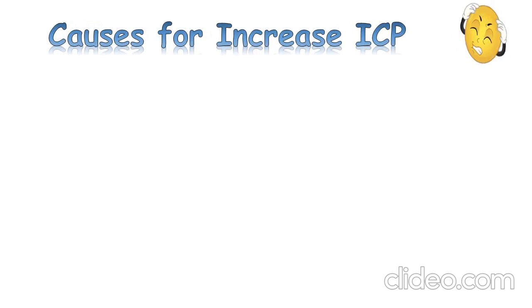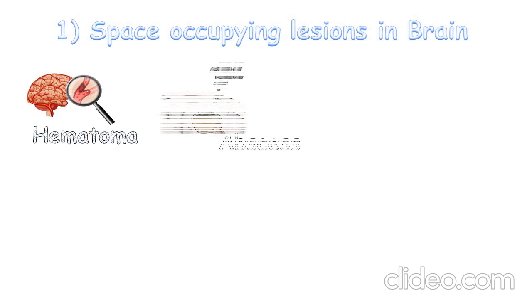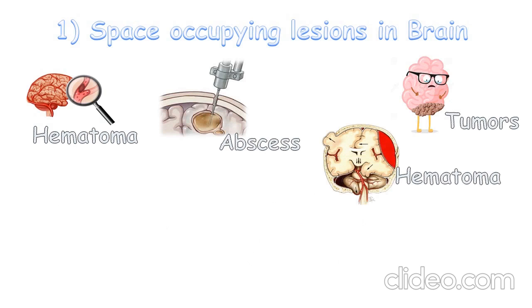Now let's discuss the causes for increase of intracranial pressure. They are space-occupying lesions in the brain, cerebral edema, obstruction to the CSF flow and CSF absorption, increased blood volume in the brain. Space-occupying lesions in the brain are masses occurring in the brain. Hematoma, abscesses, tumors are some of the masses occurring in brain.